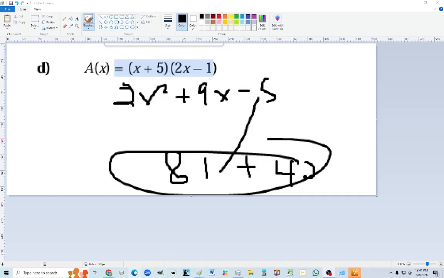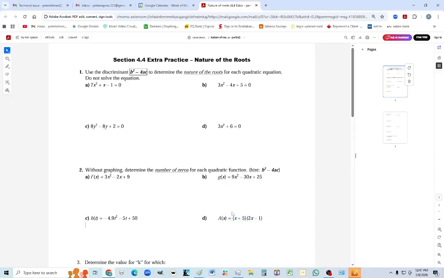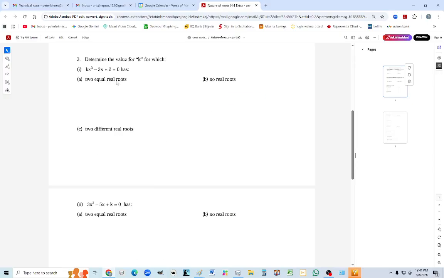But we didn't have to do that because they gave us the factors. So you have to ask your teacher, do I really have to expand this? I can see right there, there's 2 unique roots.